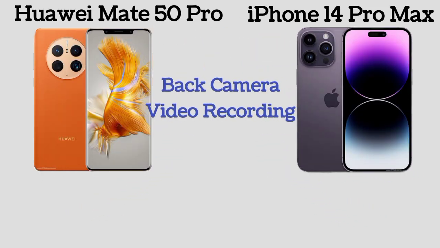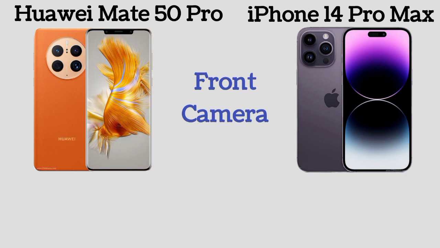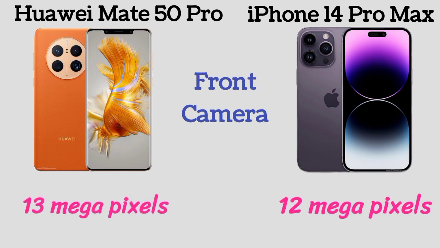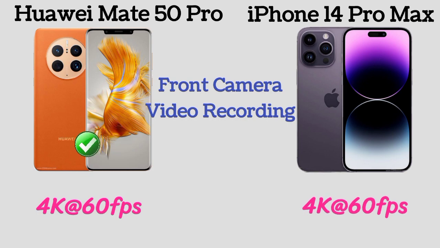The back camera of Huawei Mate 50 Pro and iPhone 14 Pro Max can record video up to 4K at 60 fps. Mate 50 Pro has 13 megapixels front camera and iPhone 14 Pro Max has 12 megapixels front camera. The front camera of Huawei Mate 50 Pro and iPhone 14 Pro Max can record video up to 4K at 60 fps.